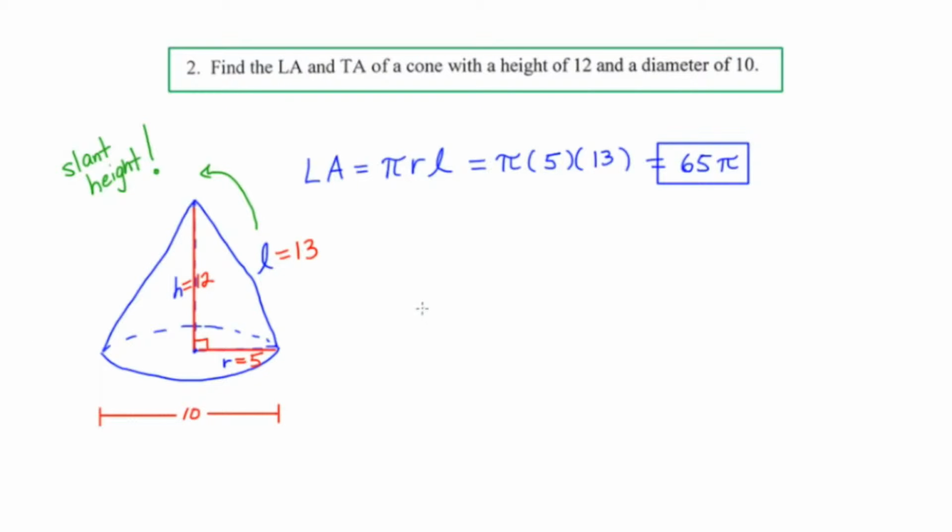Now let's go to the total area. The total area is going to be the lateral area plus the base. Well, the lateral area, assuming that we did that right, is 65 pi, and then we're going to add on to it the base, which is a circle, which will be pi r squared. The radius of that circular base is 5. So what we're really going to add together is 65 pi and 25 pi. And the sum of these two numbers is going to be 90 pi.